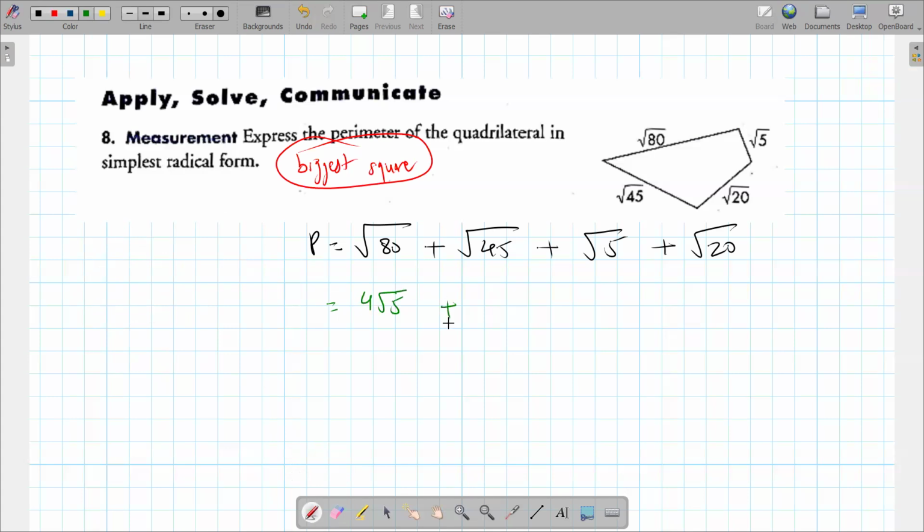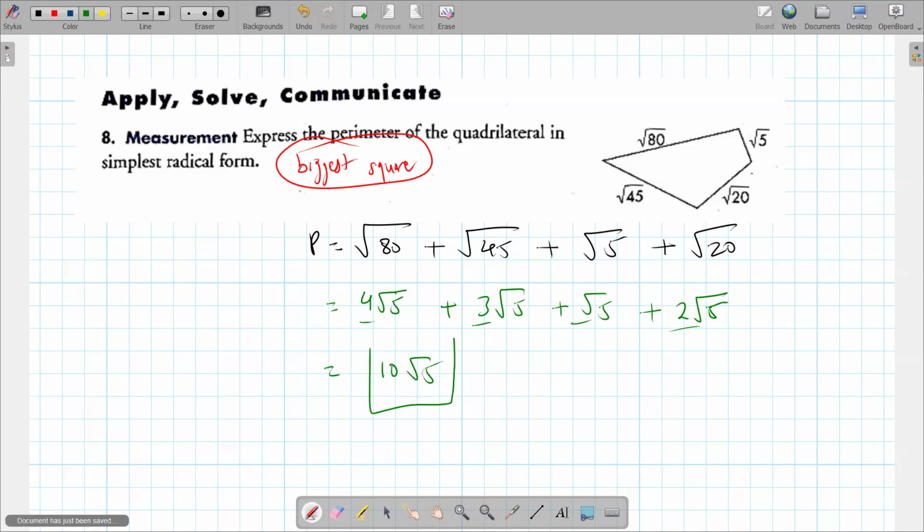What about 45? Can we reduce 45? 9 goes into it, 5 times, so it'll be 3 root 5. Plus root 5, and root 20 is root 4 times root 5, so it'll be 2 root 5. And then we pair up the like terms. Everything here is a like term. So 4 plus 3 is 7, plus 1 is 8, plus 2 is 10. 10 root 5 would be the final answer. And you're done. Cool?